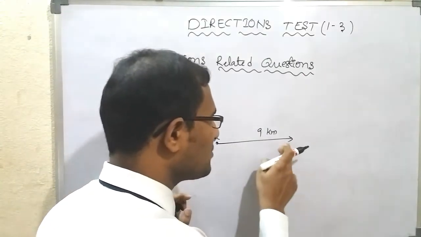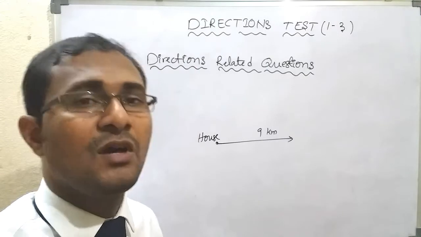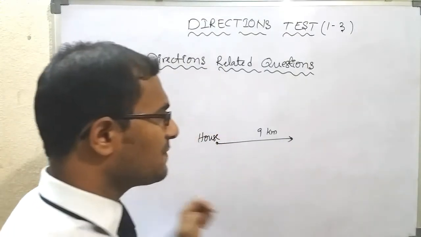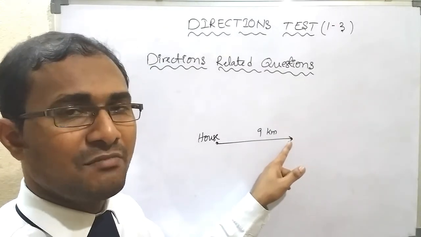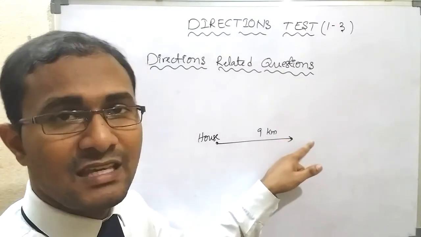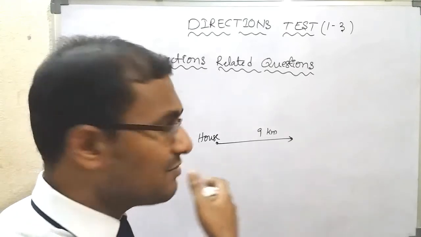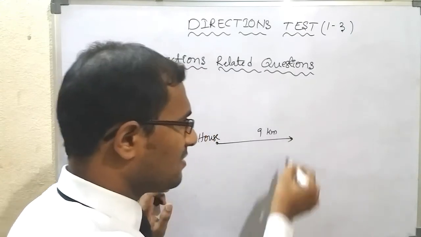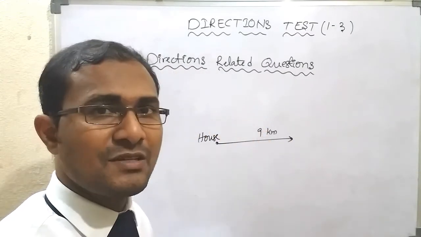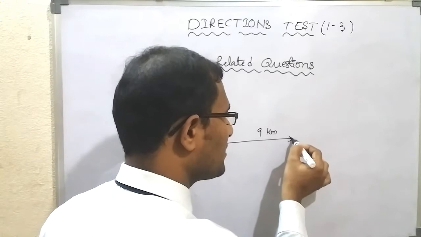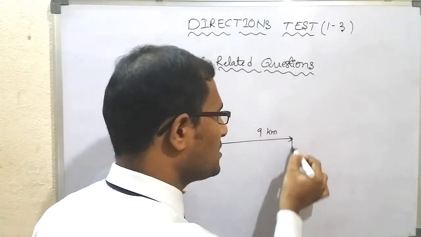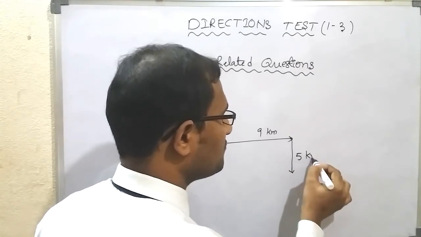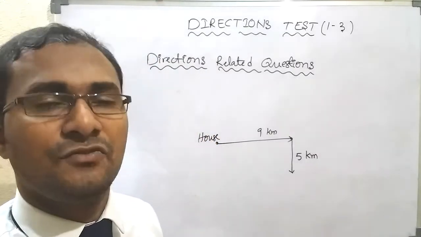Now for a person who is moving in the east direction, what is the right hand side? What we have to do to find out the direction of that particular person is, at the last point, imagine ourselves facing in the east direction. East direction means always towards this right hand side. Now for this person, a right turn is nothing but the downward direction. Imagine that the person covers 5 kilometers.